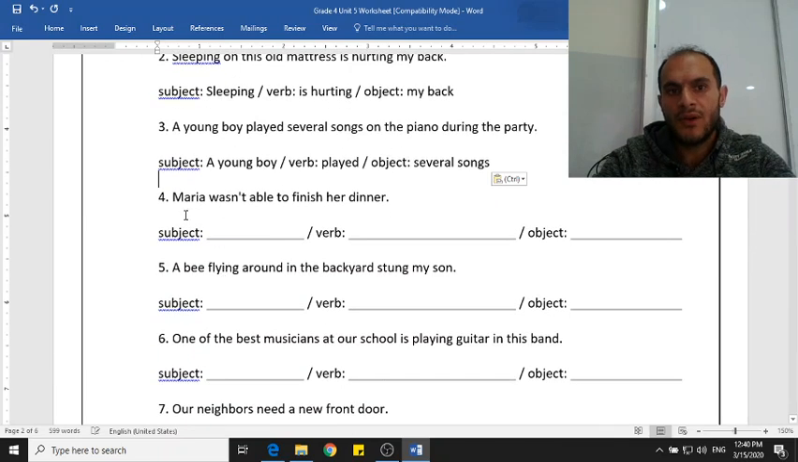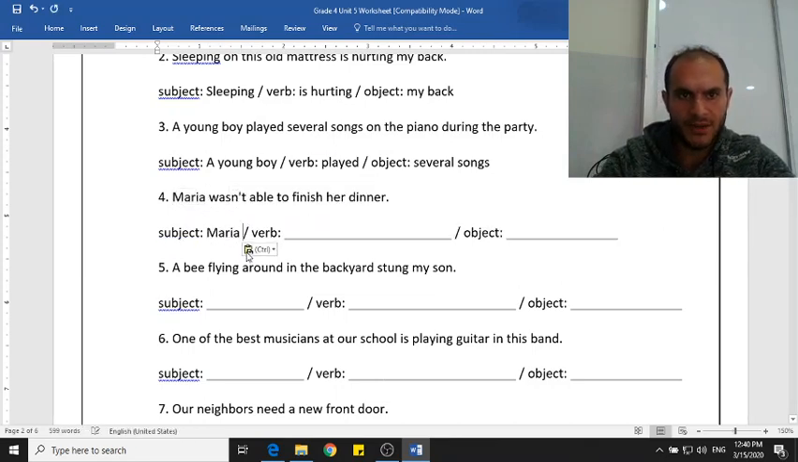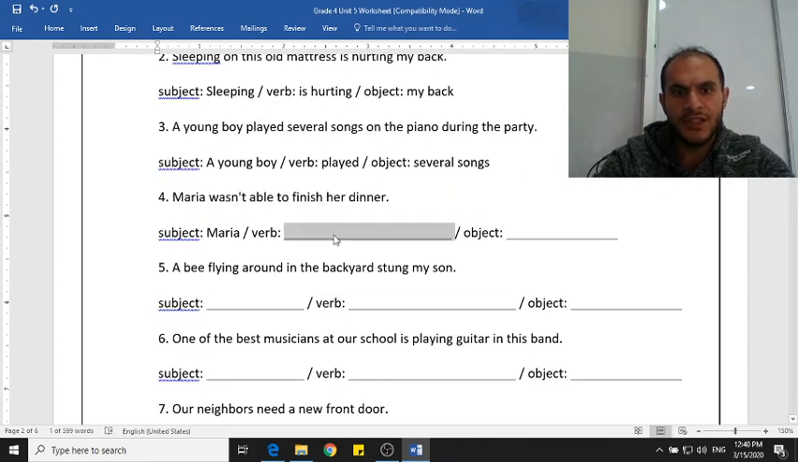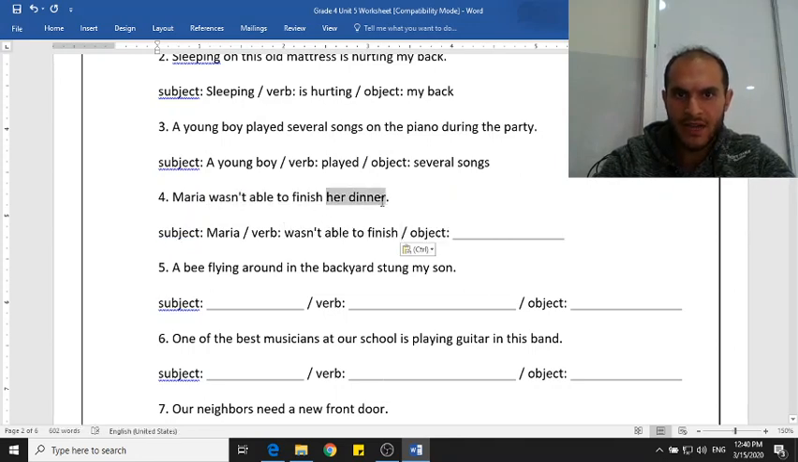Now, number 4, we have a sentence. It says, Maria wasn't able to finish her dinner. So, who's the person? Maria. So I'm taking Maria and putting her in the subject. And the verb is wasn't able to finish. So she couldn't finish. She wasn't able to finish. And her dinner is my object.